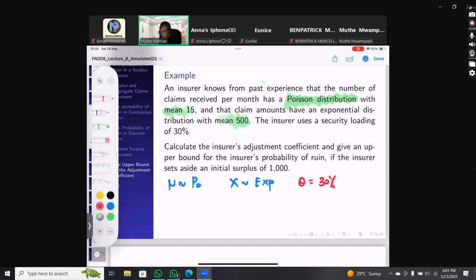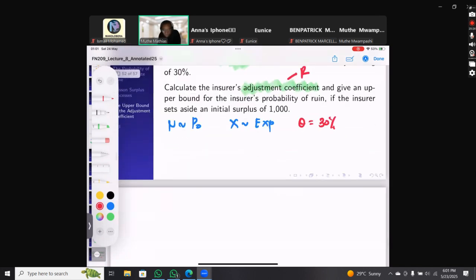And then, of course, calculate the insurer's adjustment coefficient and give the upper bound for the probability of ruin. So you can see the question is asking to estimate the adjustment coefficient. And we said the adjustment coefficient is what we call R. And then, of course, give the upper bound. So for the upper bound, we know the formula is very simple, right? So that is actually what we have to do in this part, right?